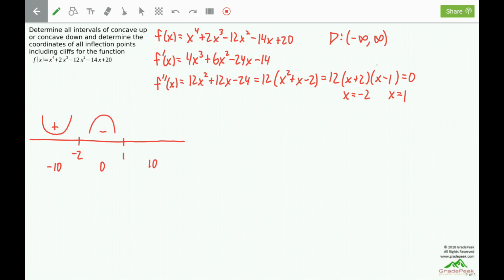We can now plug the test value of positive 10 into the fully factored version of the second derivative. 10 plus 2 is positive. 10 minus 1 is positive. Positive times positive is positive times the positive 12 is still positive. We have a positive second derivative. This corresponds to a concave up.